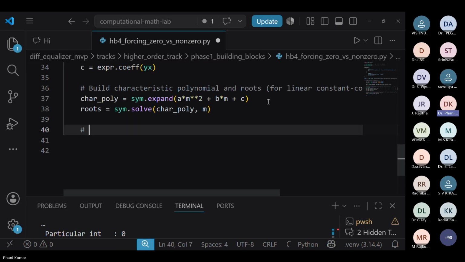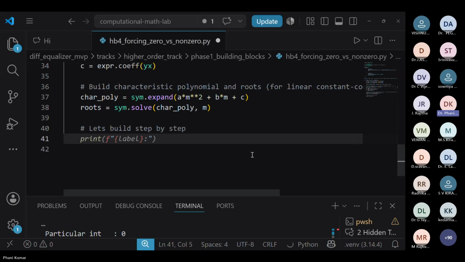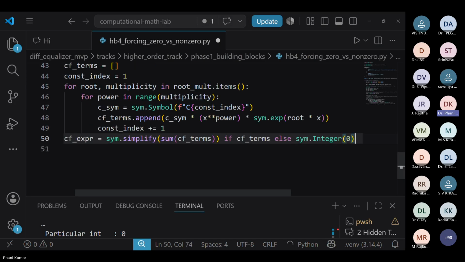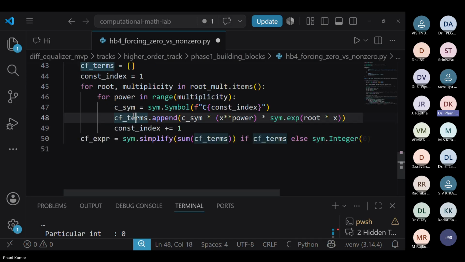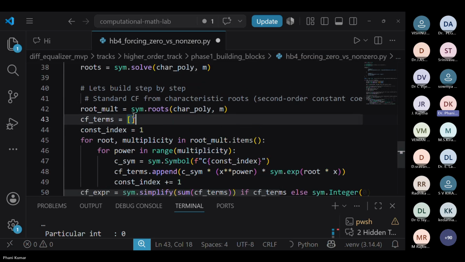Okay, so this is the characteristic polynomial. First root, sym.solve. We are getting the complementary solution. Now find the particular solution. So we'll see that one. We take the differential equation. Only the particular integral part we are going to observe, right? What is the right hand side function we are taking?